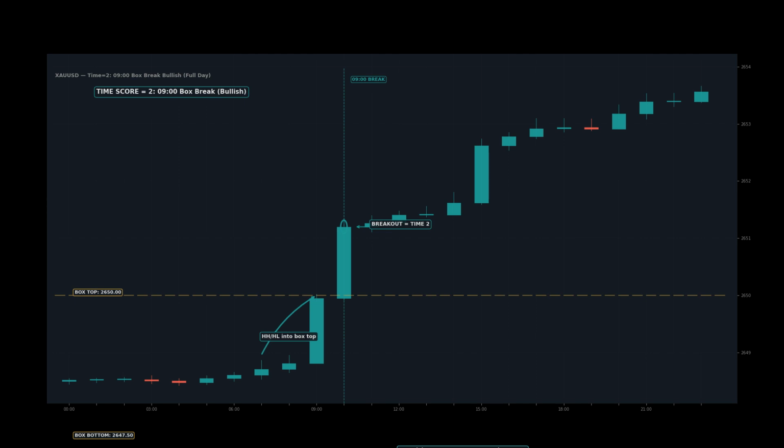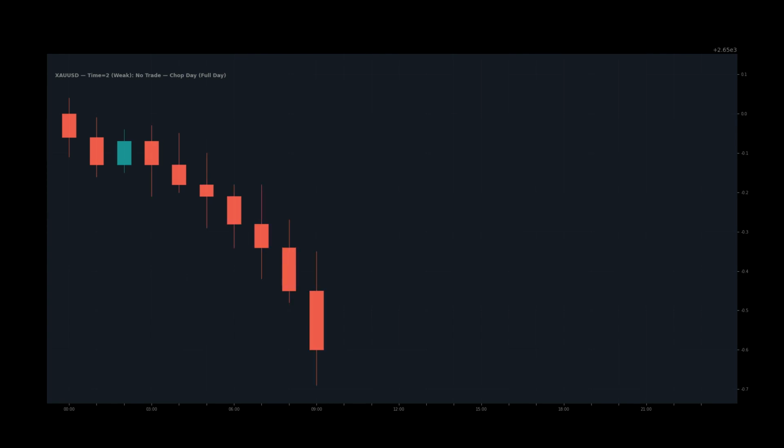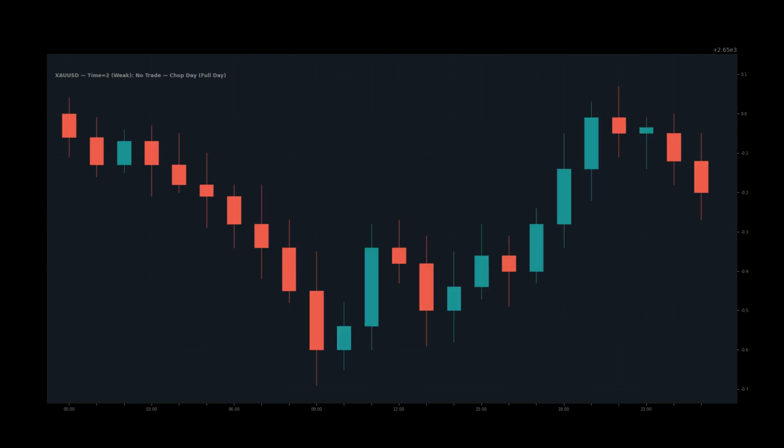This scores 2 points on time because 9 a.m. is a strong gate but not as high probability as 3 p.m. The score upgrades to 3 if the 6 a.m. bias confirms and the break is decisive. Here, the 9 o'clock alone with box break scores 2. Time score of 2 but weak, the opposite where you do not trade.